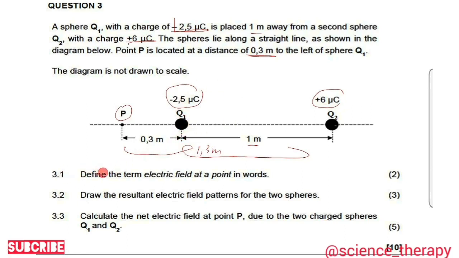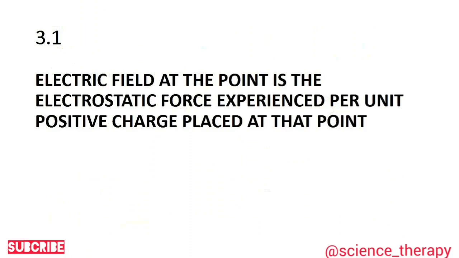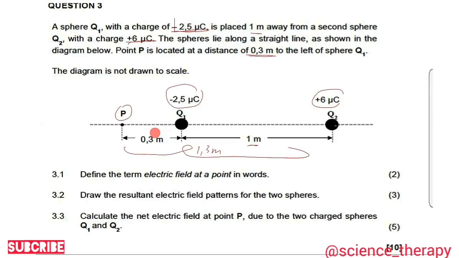Then 3.1 says define the term electric field at a point. How do we define that one? Say electric field at a point is the electrostatic force experienced per unit positive charge placed at that point. This is how you are expected to define electric field at a point according to your CAPS document. Make sure you memorize and remember it.